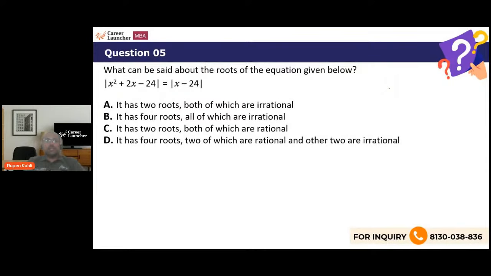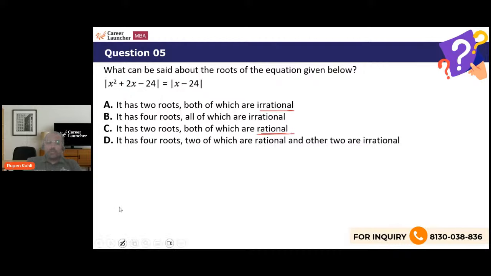Now, an equation we have. However, this time we don't have only linear expressions. We have to comment about the roots of the equation below, which involves mod equal to mod, and the LHS has a quadratic expression, right? And the options involve 2 roots, 4 roots, and also whether the roots are irrational or rational. All that kind of thing is there.